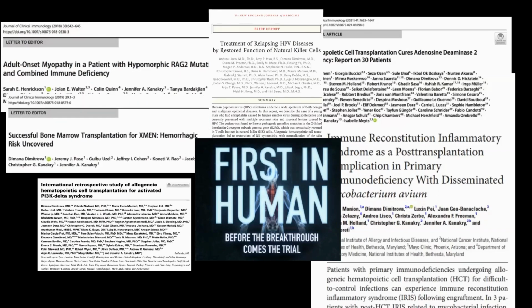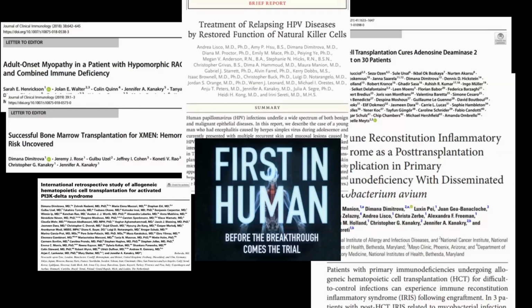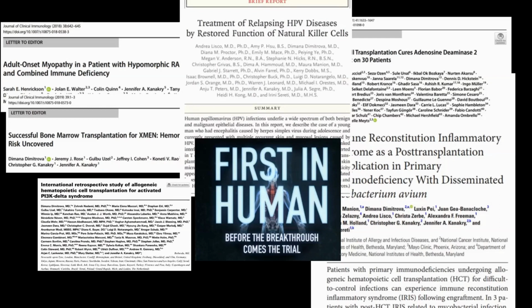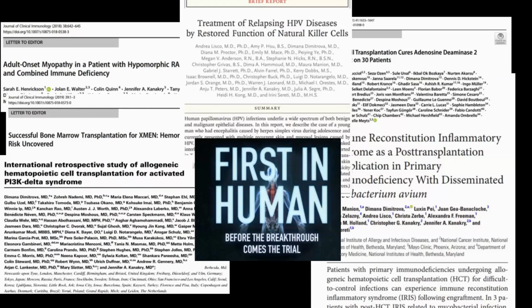We've transplanted more MAGT1 patients than anyone else in the world and discovered that they have a propensity to bleed during aplasia that leads to a really high risk of transplant-related mortality. We've shown that through transplant, you can restore natural killer cell function to treat HPV-associated diseases. And we've collaborated with many of you to publish the world experience on transplant for activated PI3 kinase syndrome.